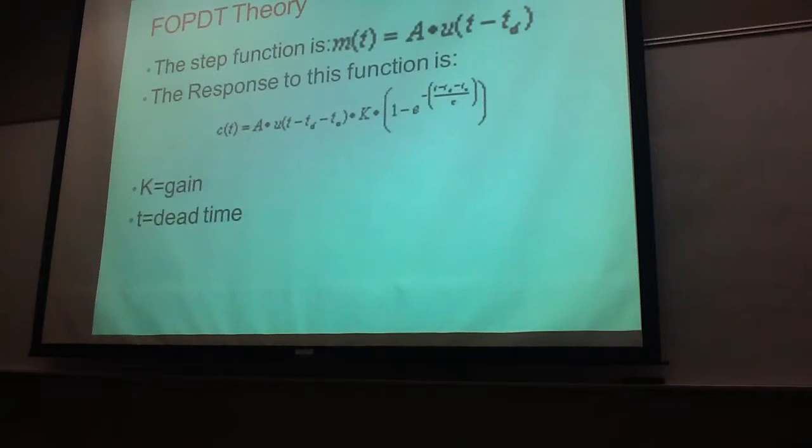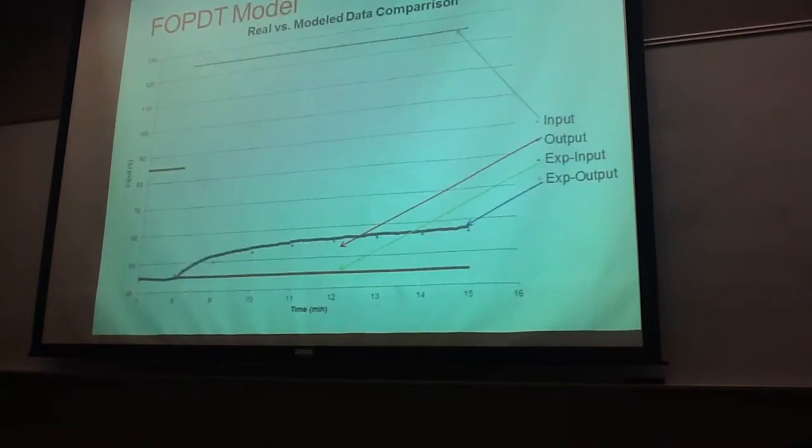This is the FOPDT theory. We see the standard step function and response to the step function, where K is the gain and T is the dead time. Here's a FOPDT model. Again, we have arrows to show which is which. You see input, output, experimental input, and experimental output.